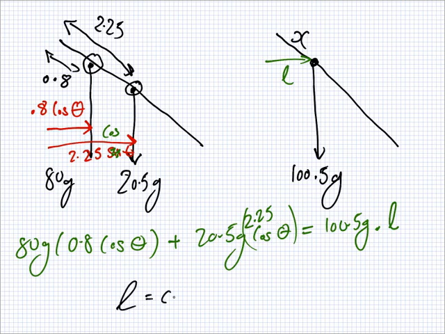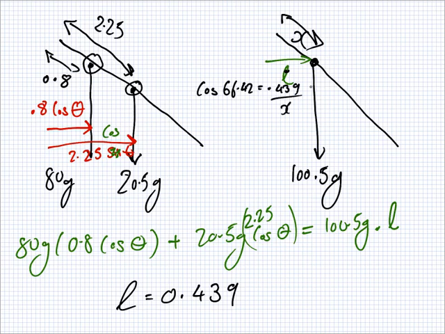Right, the L is 0.439. So you could work out this distance now because we know this distance. You can say cos 66.42 equals 0.439 over x. So x would be 0.439 divided by cos 66.42. So this distance is 1.1 meters.